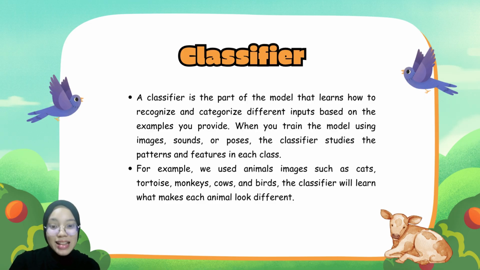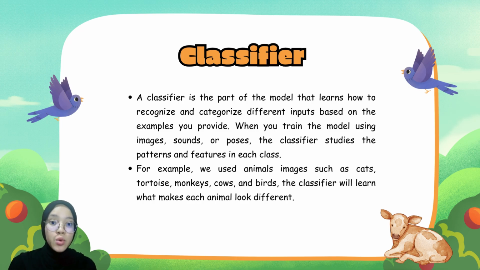So, what is a classifier? A classifier is the part of the model that learns how to recognize and categorize different input based on the examples you provide. When you train the models using images, sounds, or pose, the classifier studies the patterns and features in each class. For example, we use animal images such as cats, tortoise, monkeys, cows, and birds.